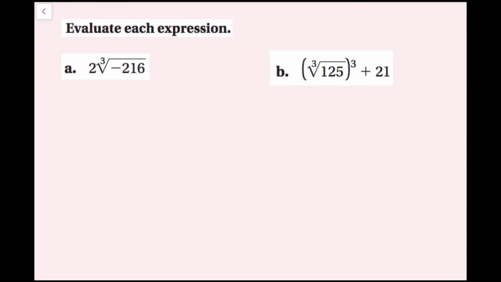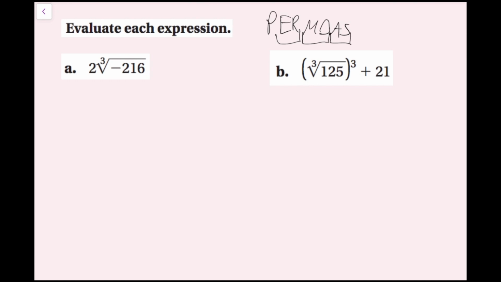For this example, we're going to evaluate each expression. For part A, I have 2 times the cube root of negative 216. If you remember our order of operations, PEMDAS, where we go parentheses and groups, then we go exponents and roots, or radicals, then we go multiplication and division, and then addition and subtraction.